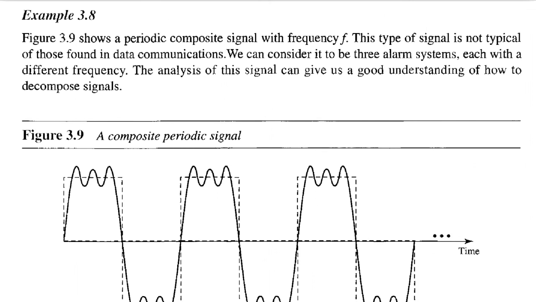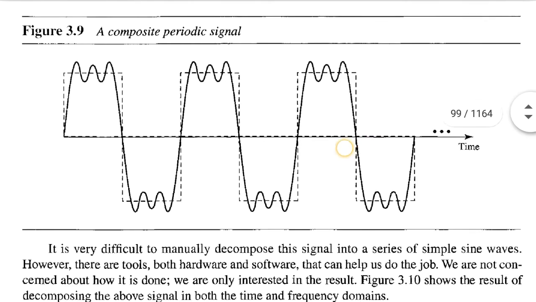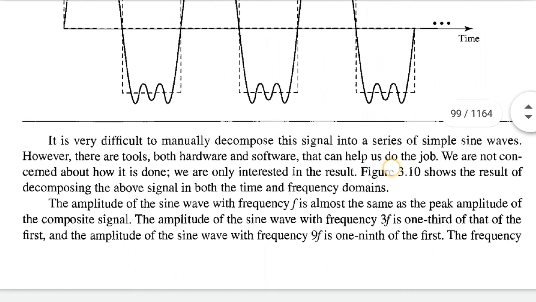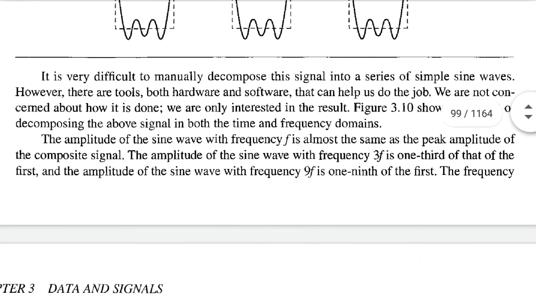Example 3.8. Figure 3.9 shows a periodic composite signal with frequency f. This type of signal is not typical of those found in data communication. We can consider it to be three alarm systems, each with a different frequency. The analysis of this signal can give us a good understanding of how to decompose signals. A composite periodic signal.